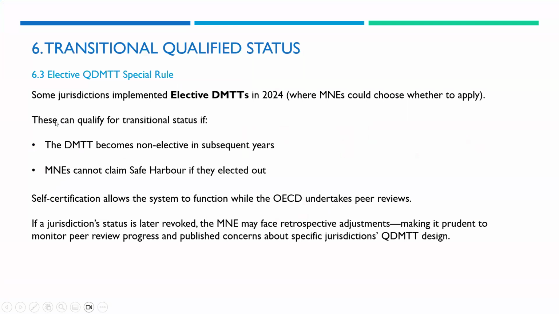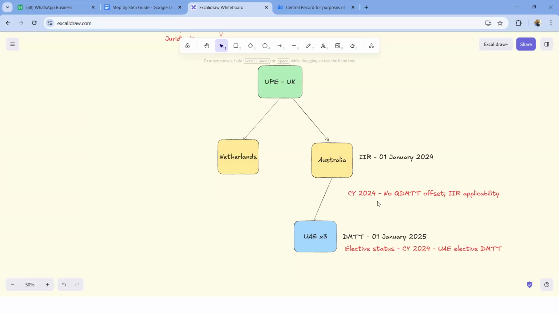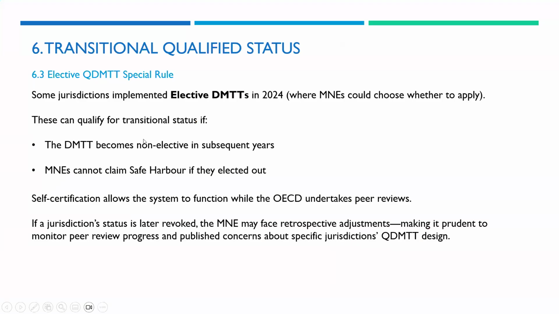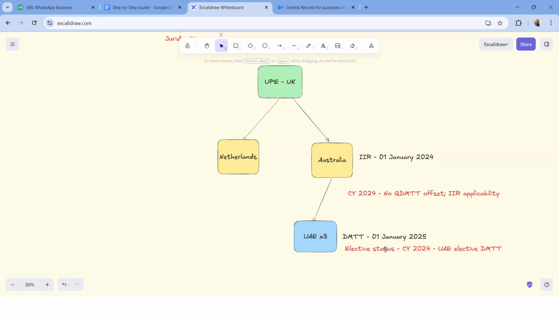So some jurisdictions implemented elective DMTTs in 24, where MNEs could choose whether to apply. These can qualify for transitional status if the DMTT becomes non-elective in subsequent years. So when would this be offset? It would only be offset if two conditions are satisfied. DMTT becomes non-elective in subsequent years. So if you take the elective status now, next year anyways you have to pay DMTT.